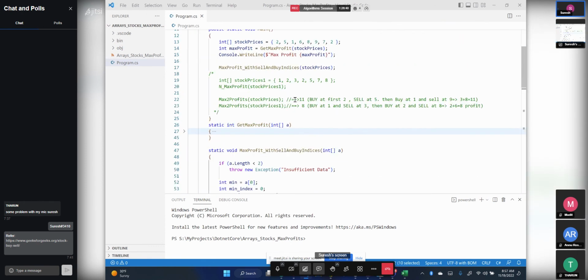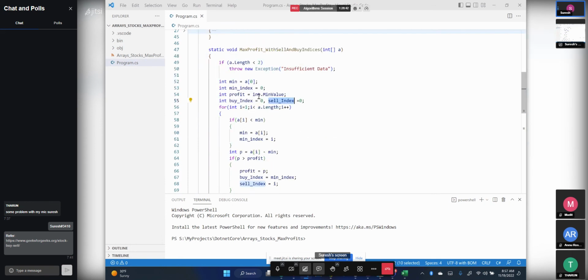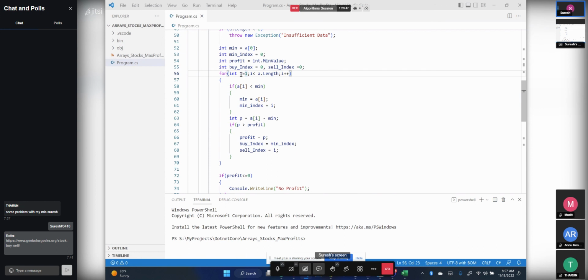Oh, we don't have minimum index before, but we need to take minimum index as well. So here is another thing. We are looping in the same loop, I equal to 1 to n minus 1. And if you find a minimum, immediately we are updating the minimum, and we are also updating the minimum index. Okay, and we calculate the profit.